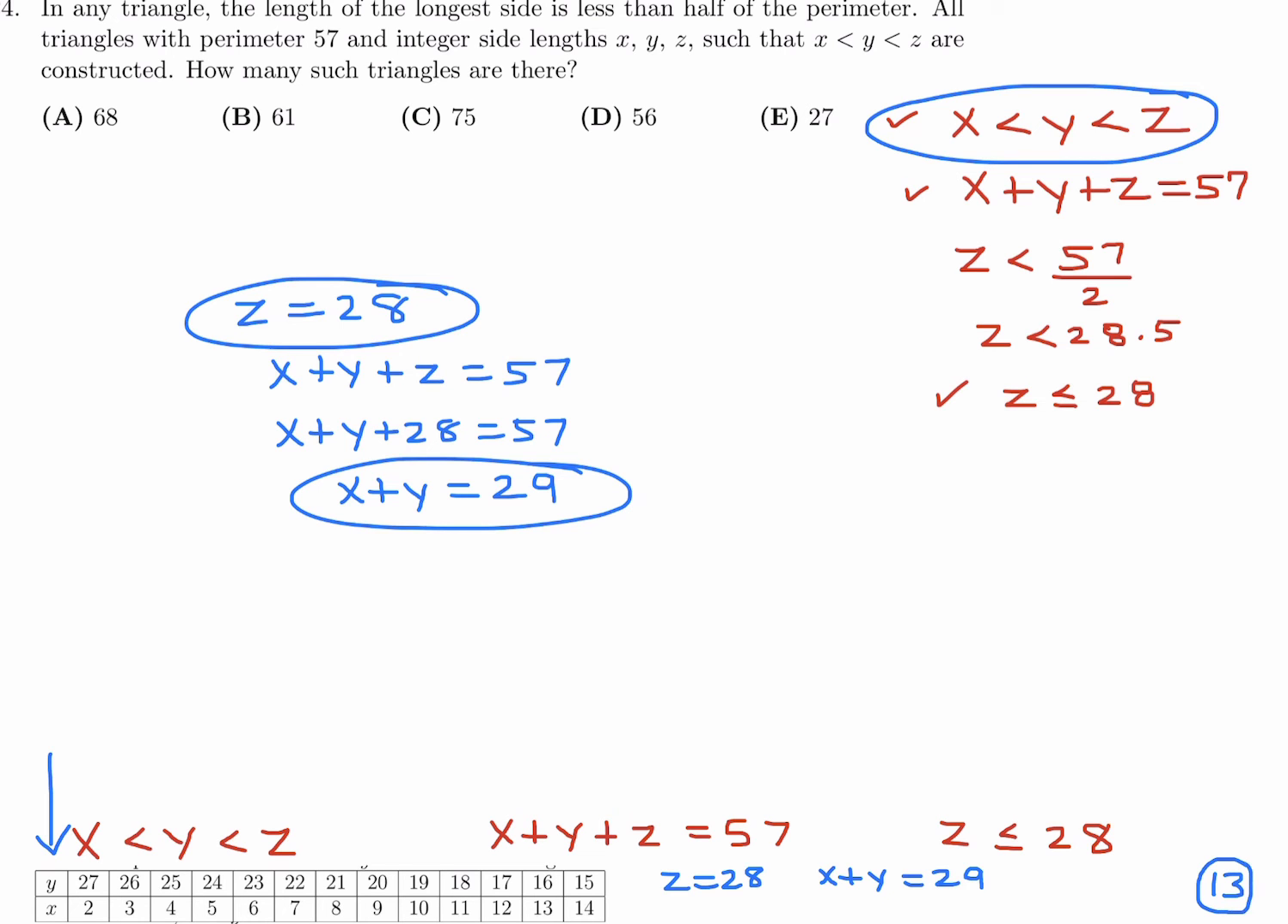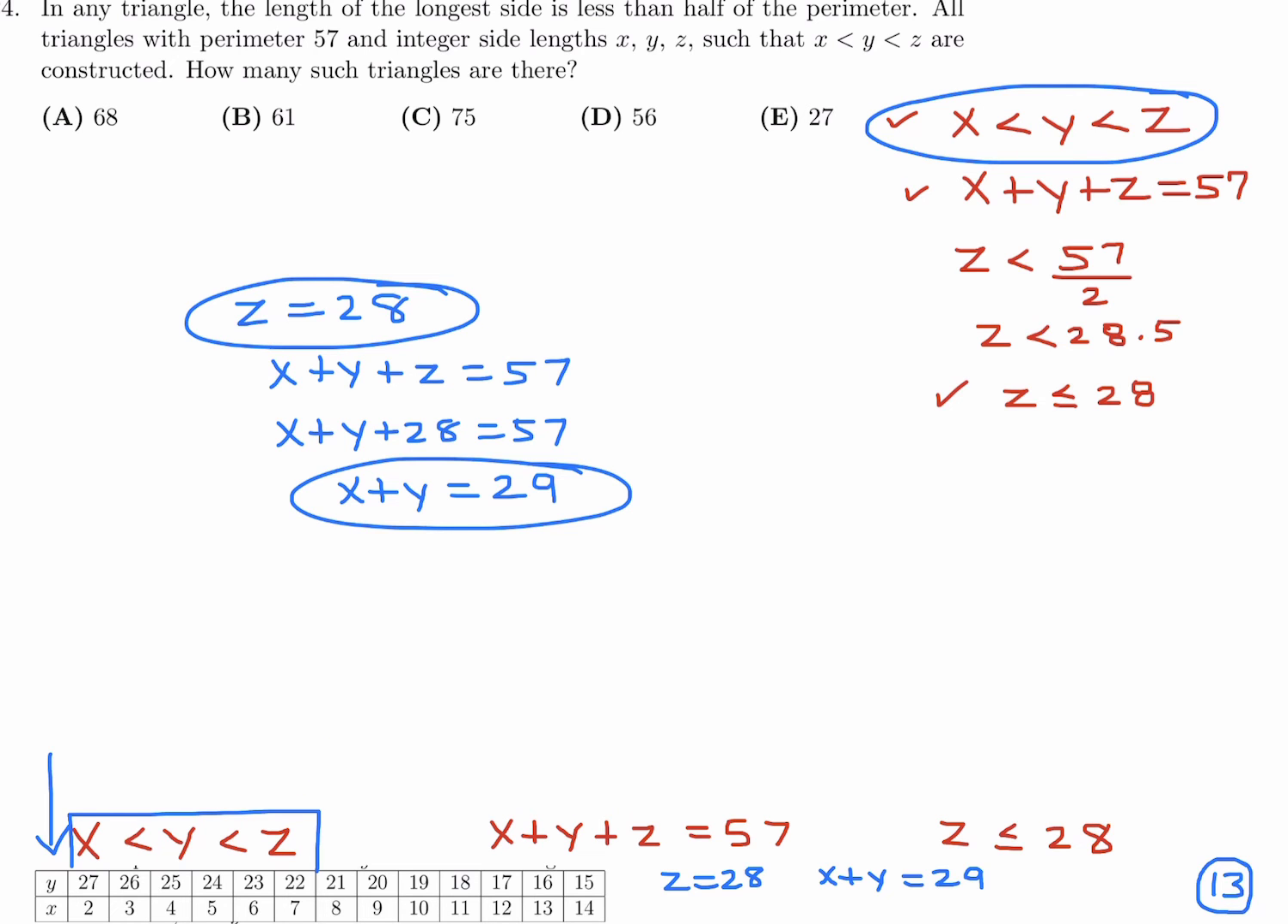Now these values all satisfy the fact that x is less than y and y is less than z. Now you might say, well, you skipped over a 1. How about x equals 1? Why didn't you put x equals 1 in there? Well, because if x is 1 and x plus y is 29, then y would be 28. And you can't have y equal to 28 because z equals 28, and y has to be less than z, right, according to this inequality.